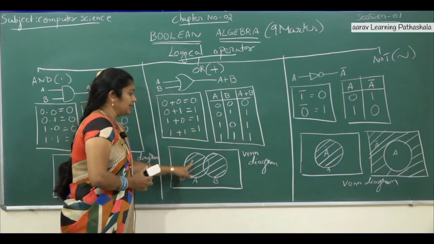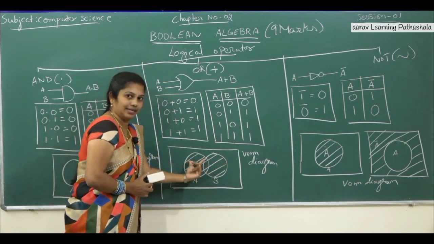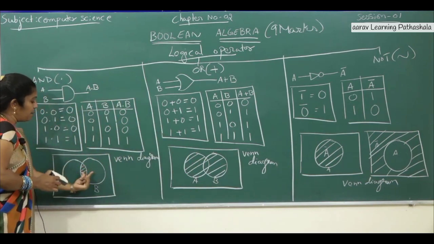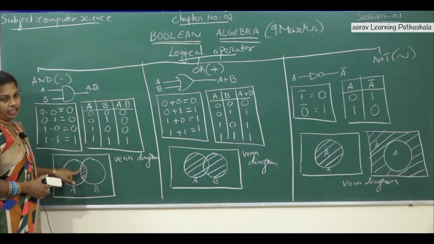But here, compulsorily in OR, you have to shade both the circles. Whereas in AND operation, only the place where both A and B are combined, only that part you have to shade.